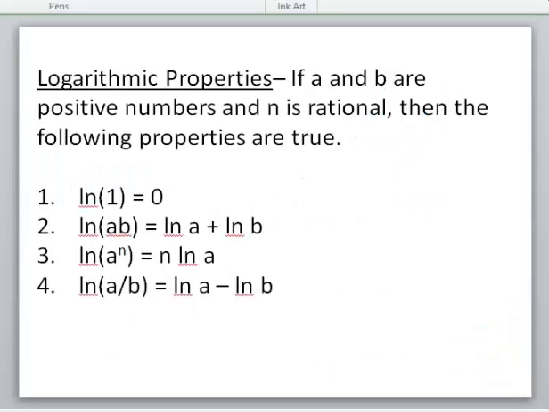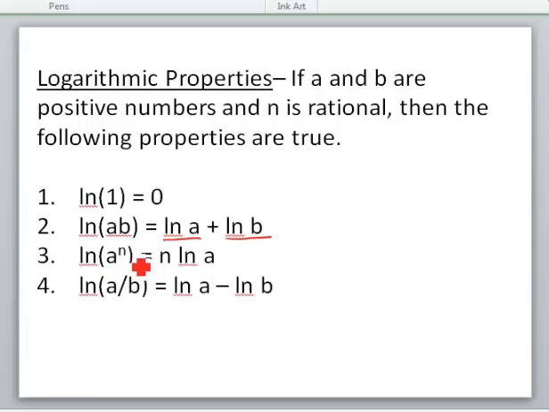There are properties of logs that you need to know. At some point in time, you've probably talked about these before. This should be review. This first one, ln of 1 is 0. That's something that you absolutely must know. The second one, if you have the ln of two things being multiplied together, you can separate them into two ln's. So it would be ln A plus ln B. So the product of A and B actually turns into the sum of ln A plus ln B.